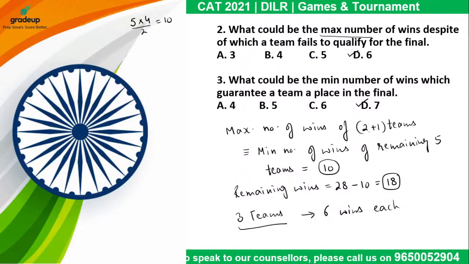So if it is one more, then can we say the team will definitely move to the finals? So it has to be one more. So the difference in the answer of these two questions would always be 1. If this is 6, this would be 7.